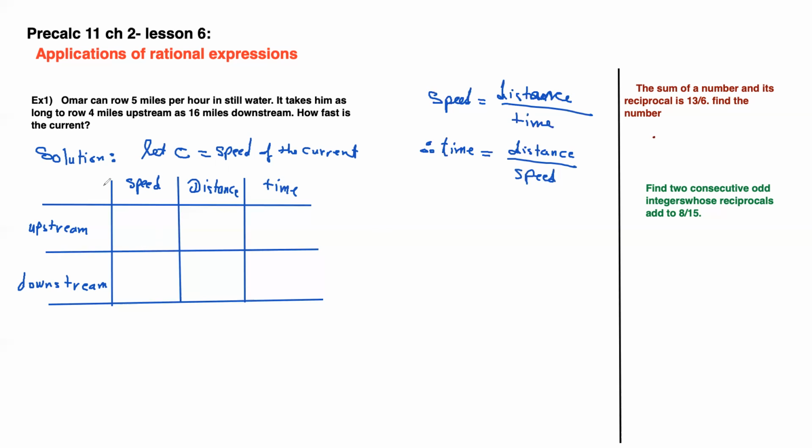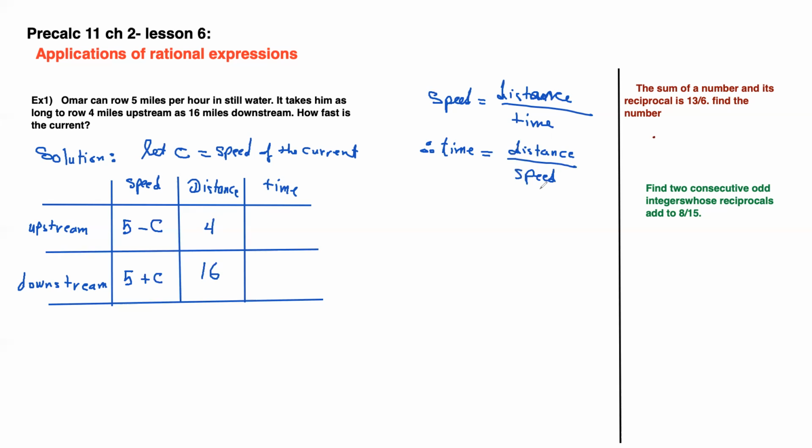So the speed, as I said, Omar goes 5 miles per hour in still water. So Omar's speed is 5. Upstream will be against the current, so minus the current from his speed in still water. And downstream, the current will be in his favor, so he'll add the current to his speed, which is 5 miles per hour. The distance he does upstream is 4 miles with the same time that he does 16 miles downstream.